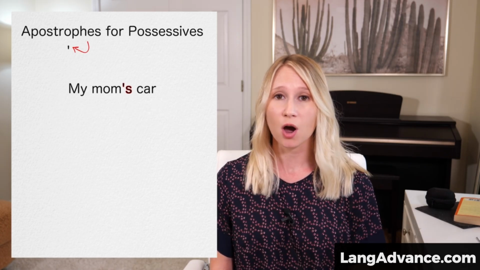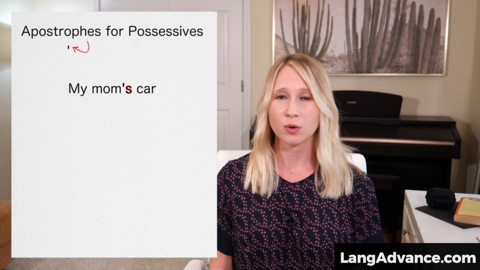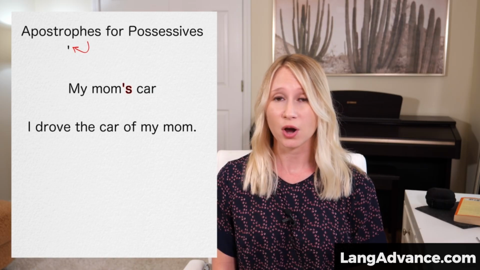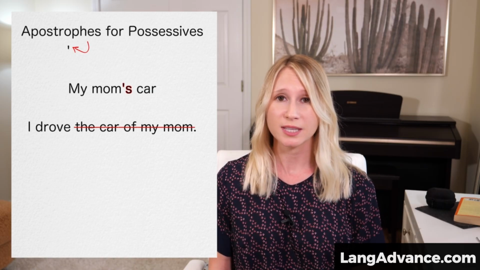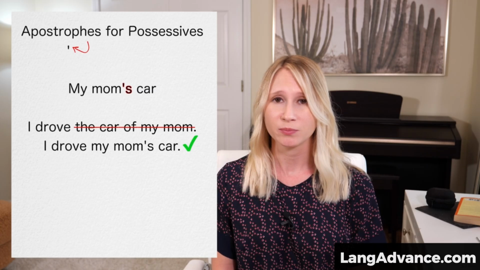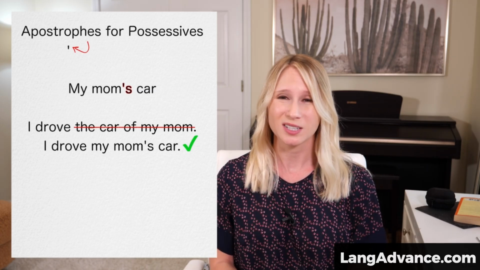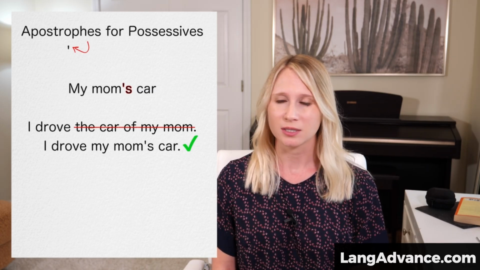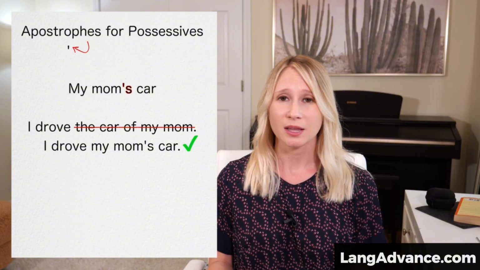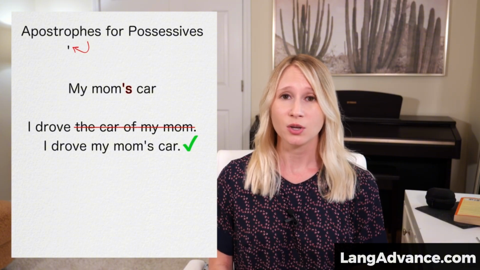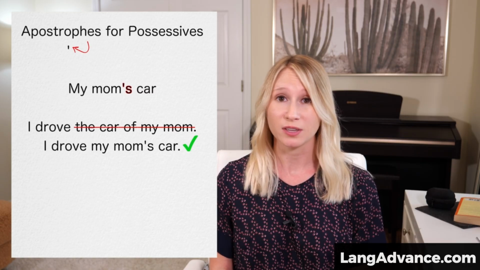My mom's car. In English, you wouldn't say, I drove the car of my mom. You would say, I drove my mom's car. People would understand what you're trying to say, but it wouldn't be correct. To describe something that belongs to someone, you always have to use an apostrophe S.